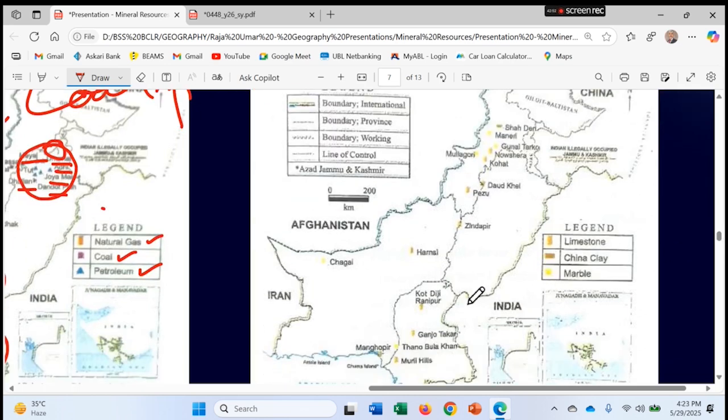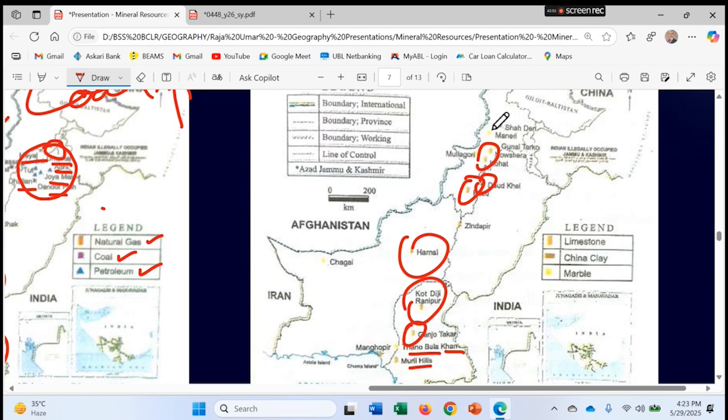Over here, limestone, china clay and marble. You can see, as we discussed, that limestone is available in many areas: Harnai, Kot Diji, Ranipur in Sindh, and then Ganjo Takar, which we talked about, near Hyderabad. That is composed of limestone ridges, and then Tando Bulla Khan and Marli Hills in the south. So over here, Pezu, Khyber Pakhtunkhwa, Daud Khel, Khyber Pakhtunkhwa, and then the Kohat region, all of these you can see that limestone is available.